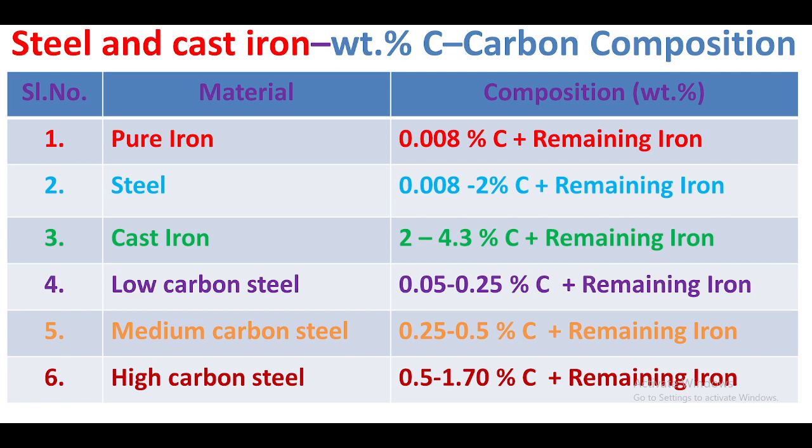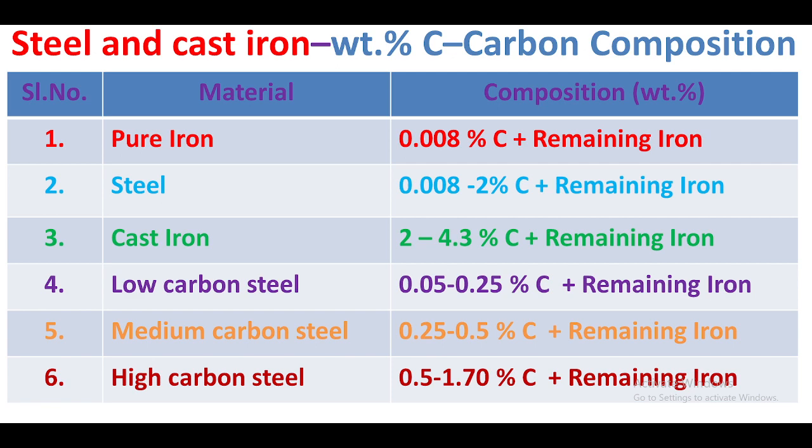Steel has three categories: low carbon steel, medium carbon steel and high carbon steel. Low carbon steel means the carbon content is 0.05 to 0.25% of carbon, plus remaining is iron. In medium carbon steel, the carbon content varies from 0.25 to 0.5% of carbon, plus remaining is iron.